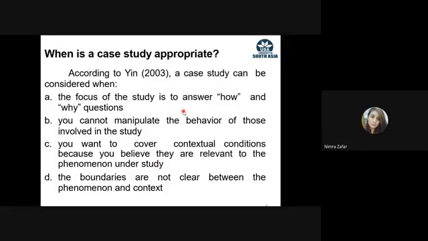So basically, you have a particular context, and you study the conditions related to that context, and then you make a detailed study. The boundaries are not clear between the phenomena and the context, so you cannot separate your phenomena of interest from the context. They are very much related to one another: this is the context of your case study and this is the phenomena you are going to study in that case study.